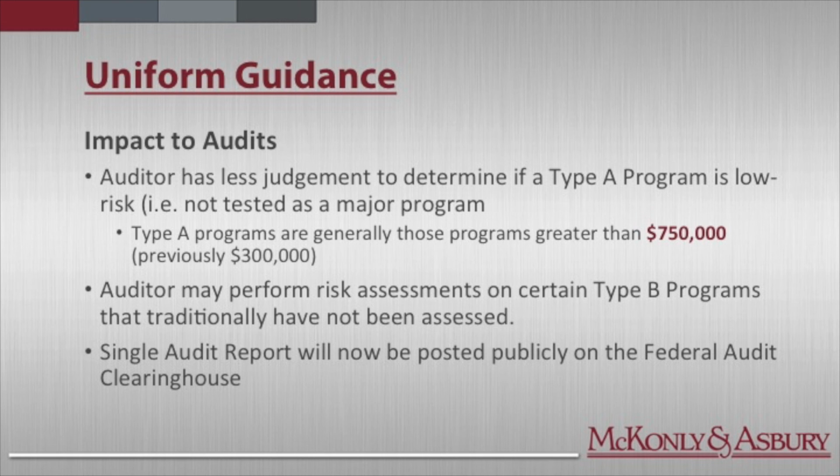A few other impacts to the audit. We as auditors didn't like this very much, but now we have less judgment to determine whether a Type A program is low risk. A Type A program is one of your federal programs that's greater than $750,000. Previously, there were some subjective requirements that would help us determine whether or not it was low risk, and then ultimately excluded from testing. That has been taken away.